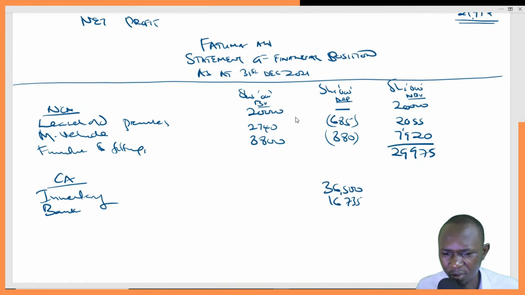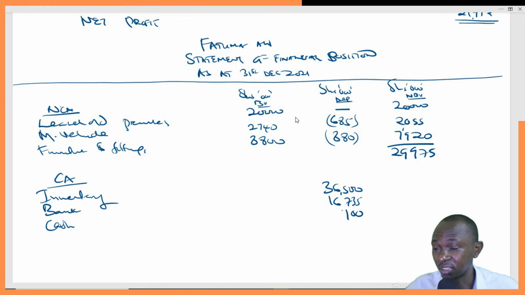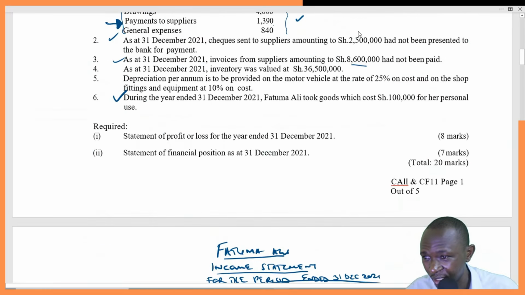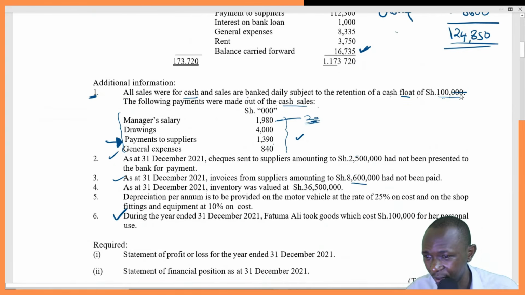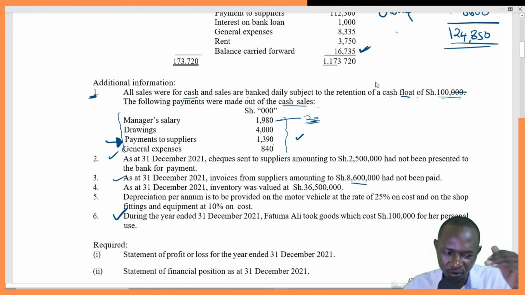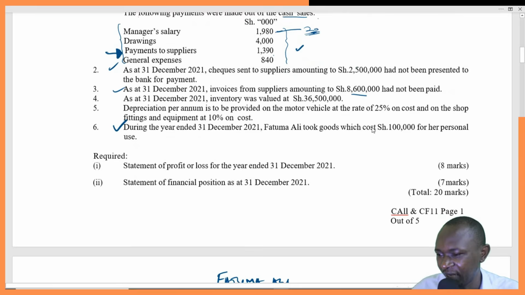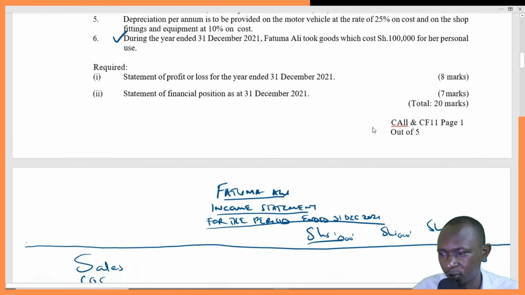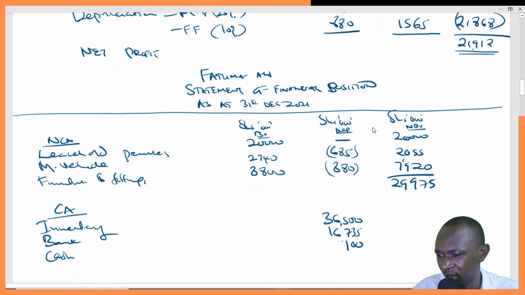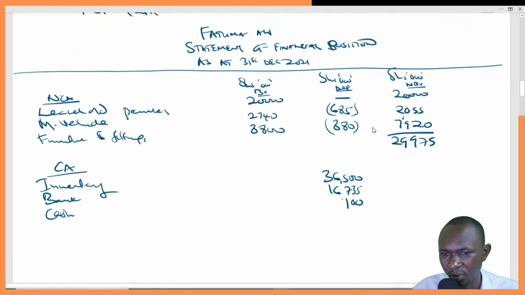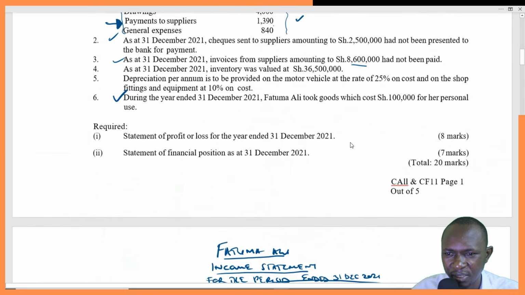There was also something about cash: cash at any given time was 100,000, but remember we are restricting the zeros, so we'll work with 100. The statement is very clear: subject to retention of cash of 100,000. So every time you take money to the bank, there was 100,000 that will be left in the business. We assume that even now when closing the books of accounts, we have 100,000 still with the business. So cash 100.